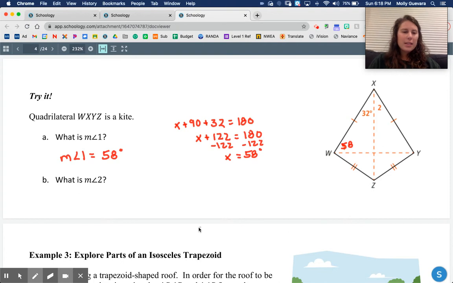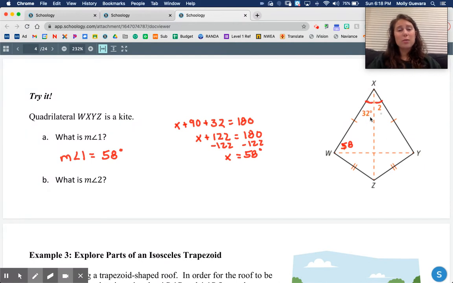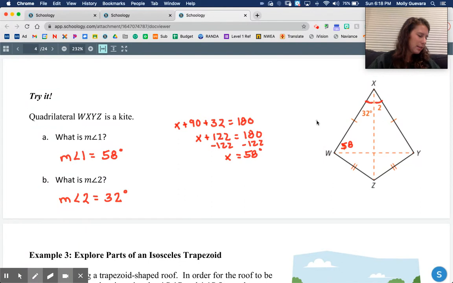Okay. The next thing is, what is the measure of angle 2? All right, so again, kites are symmetrical, right? They can be folded in half directly down this long diagonal, in this case, which is XZ. And so that tells me that this angle, WXZ, is the same as YXZ. These two angles are the same. So if this angle is 32, then this one is also going to be 32. So hopefully we found out the measure of angle 2 is 32 degrees. So hopefully not too bad here.